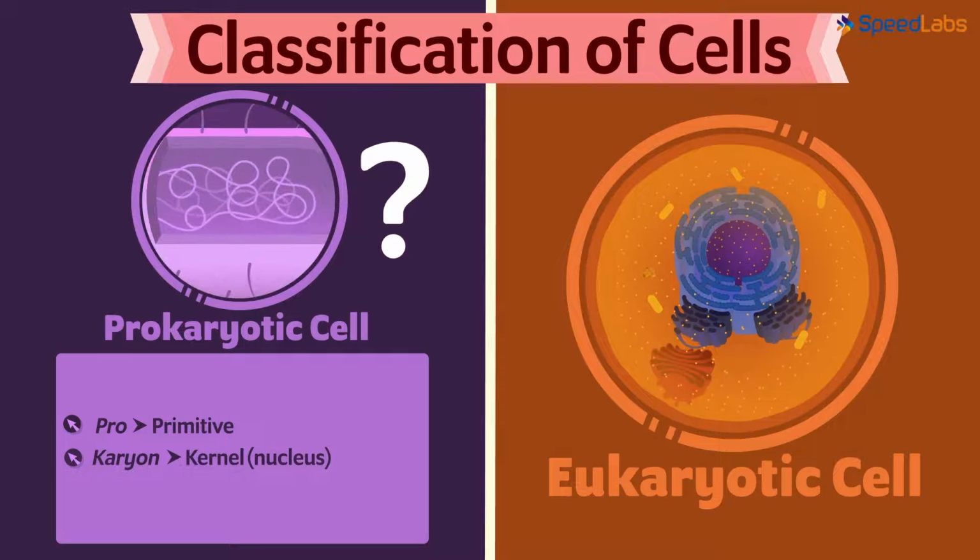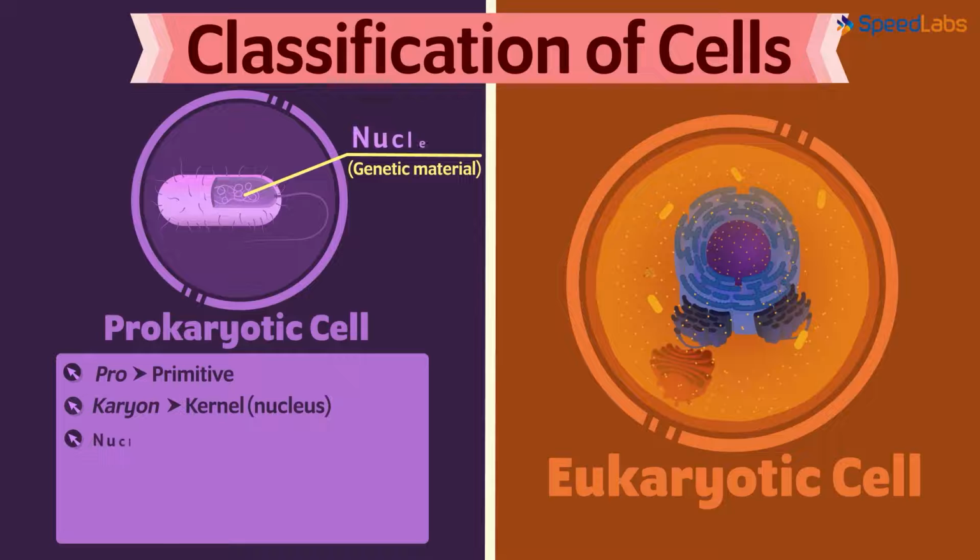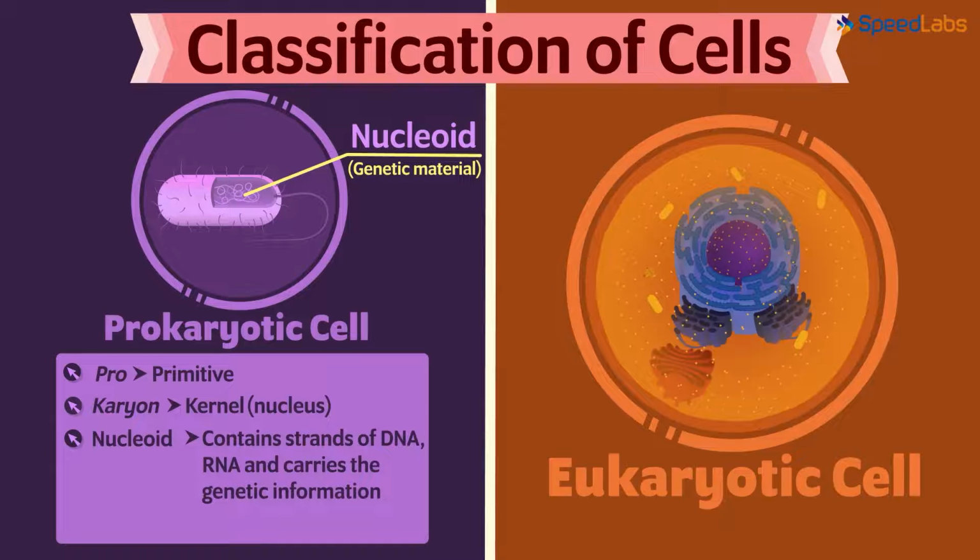Can you see these thread-like structures scattered in the cytoplasm? This is nothing but the genetic material named nucleoid. The nucleoid is analogous to the nucleus in our cells. It has strands of DNA, RNA, and it contains the genetic information of the cell. The only difference is that the nucleoid does not have a compact shape and mainly lacks a proper membrane.